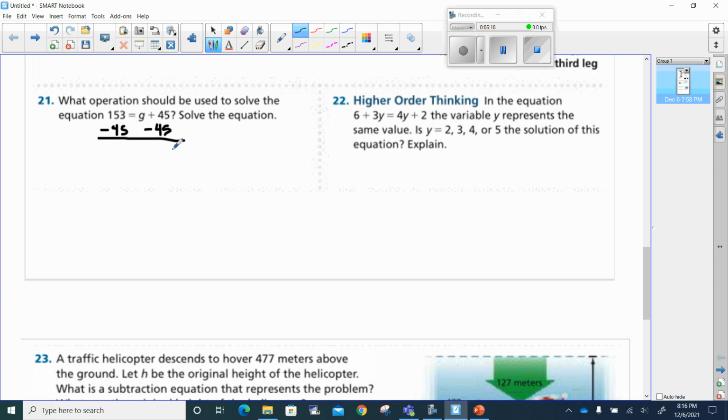45 minus 45 is 0. I don't put that there. I can bring down the G. Now I have 153 minus 45. I have to borrow 1 from here because I can't take 5 from 3. And 13 minus 5 is 8. And 4 minus 4 is 0. And I bring down the 1. That's 108. All right, so that gives me 108 equals G.